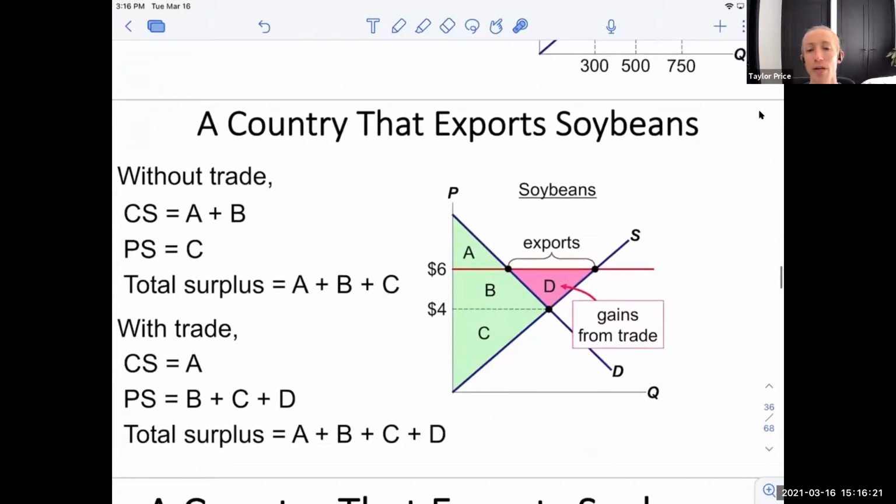Now when we're thinking about surplus, this is where the benefit from international trade comes. This little triangle right here is additional benefit that this country would not have been able to achieve if they had not traded. Previously, without trade, consumer surplus is A and B. So we think about normal consumer surplus just being this area above the equilibrium price.